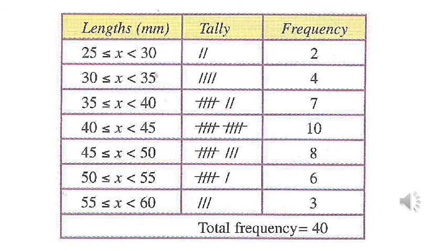So the total frequency in this table is 40. Also the total number of data in the question is 40. So there is no mistake in this table. Now we are going to construct a frequency histogram for this frequency table.